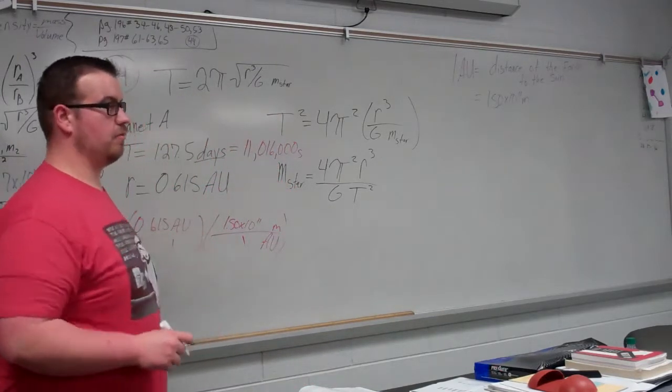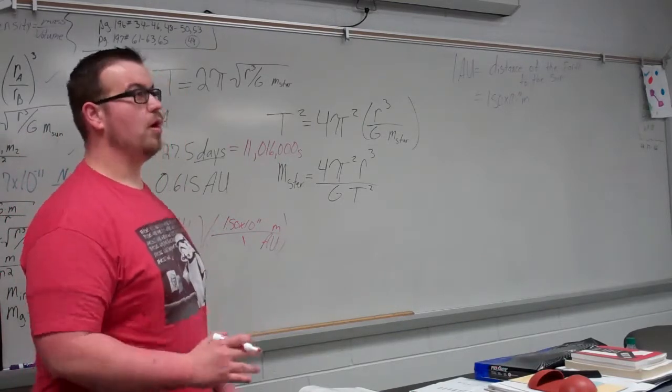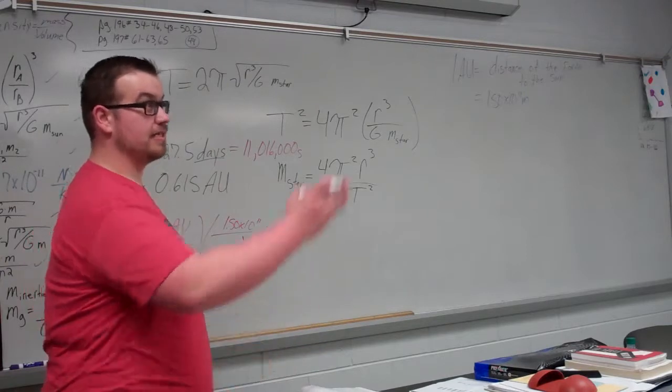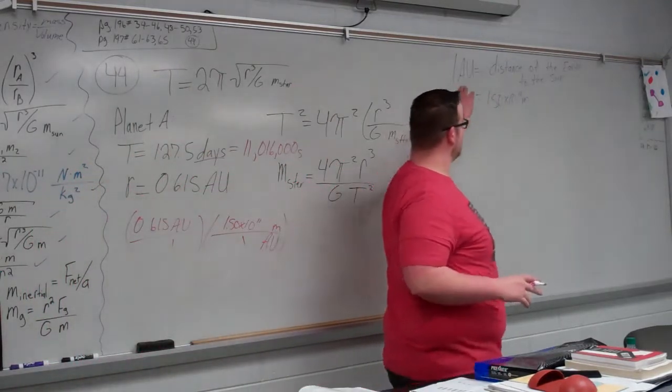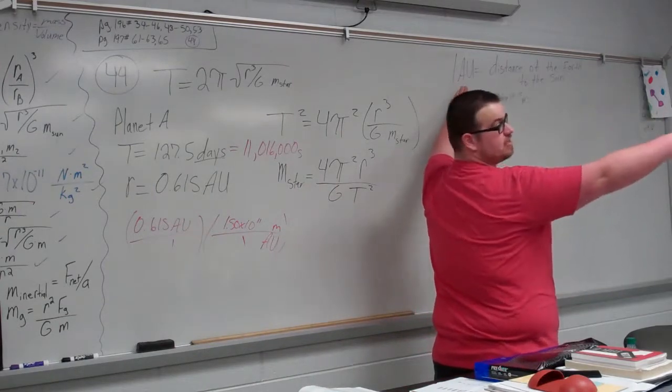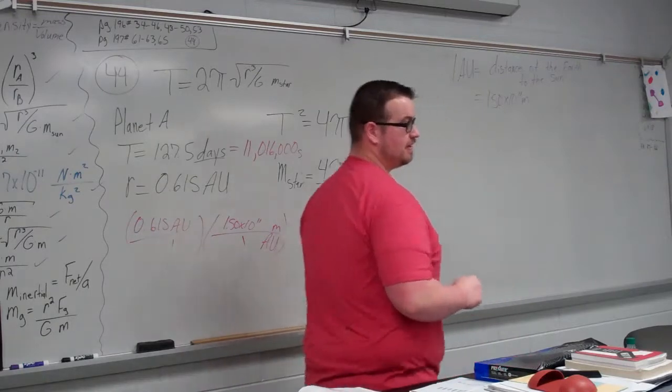Answer your question. Will I put this information on your quiz on Friday? No. But you have that information because I'm giving you that. The only thing you have to remember is 1 astronomical unit is equal to the distance from the Earth to the Sun. That's it.